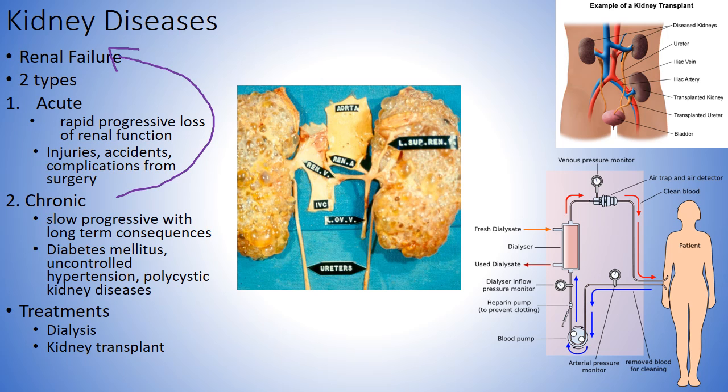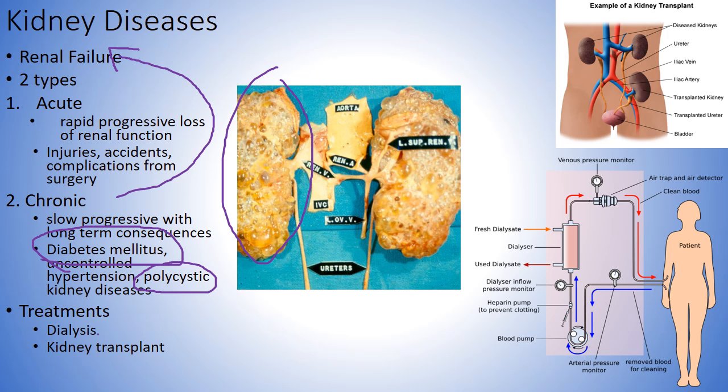Again, chronic here, we see a slow progressive loss. This could be caused from diabetes, maybe high blood pressure, polycystic kidney disease, which is a genetic disease here causing cysts to build up on the kidneys. Again, I'm not going to go into any specific type of disease. These are two different generalized types of diseases.